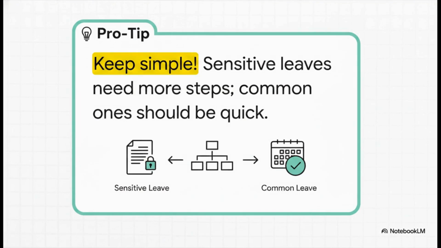Before we wrap up, our source material offers a fantastic built-in best practice. Keep your step labels simple. Use terms your employees actually understand, like HR final approval. And remember, while highly sensitive leaves might require strict multi-manager steps, common low-risk leaves should be really quick. Seriously, don't delay your employees unnecessarily with a huge 5-step workflow for a simple afternoon off.